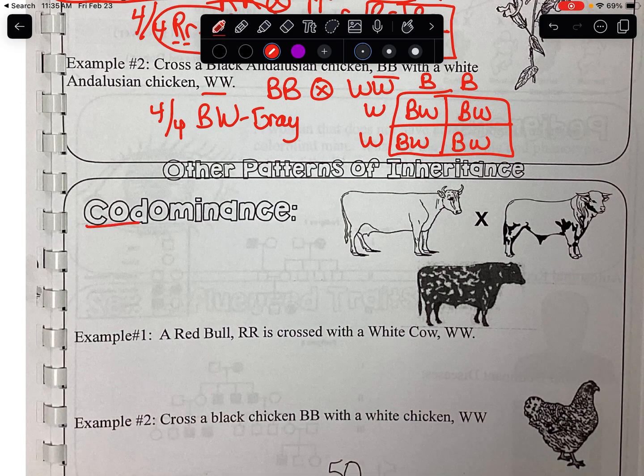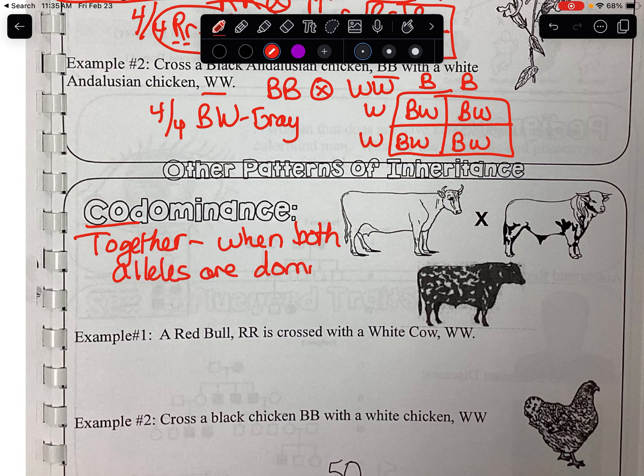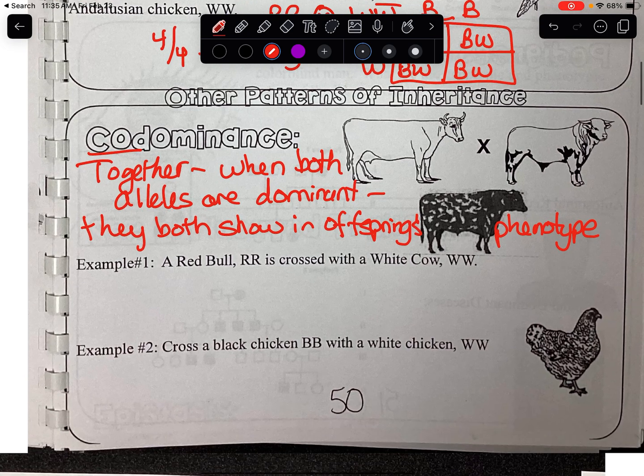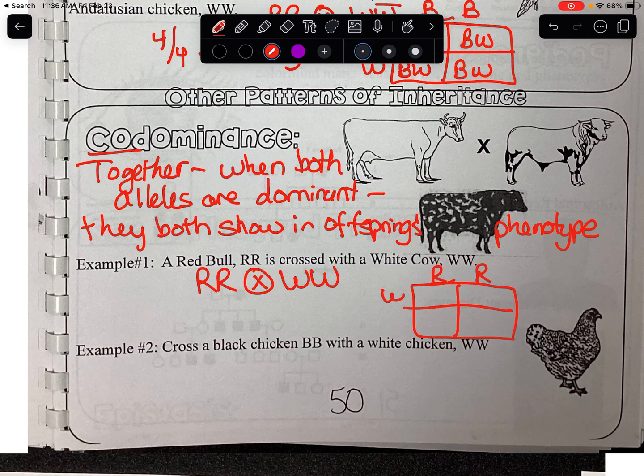Okay, codominance, co means together. So this is when both alleles are dominant and they both show in the offspring's phenotype. So instead of a blend, you have both of them. So if we cross a red bull times a white cow, again, same little monohybrid crosses.